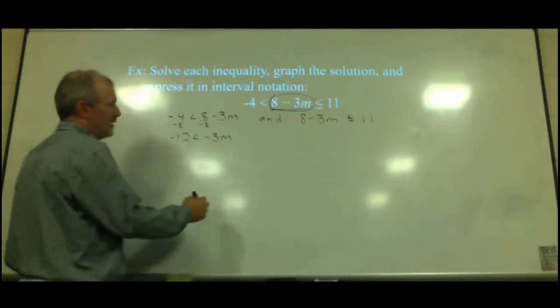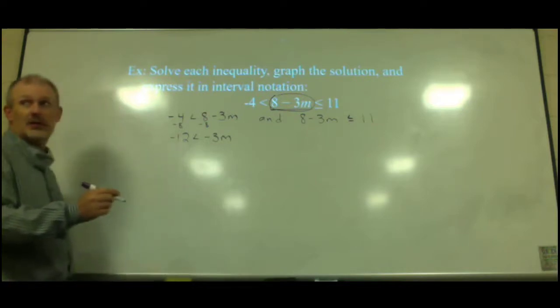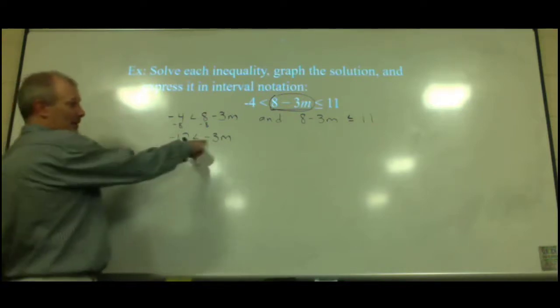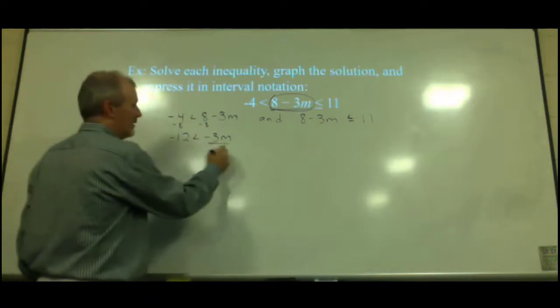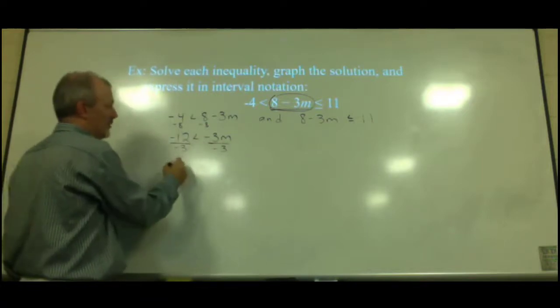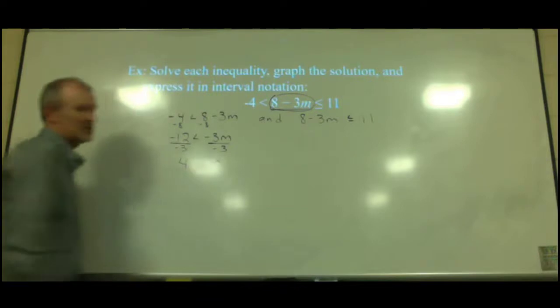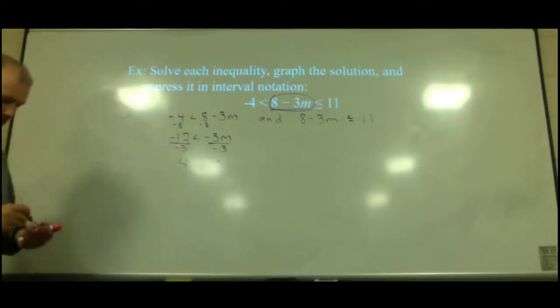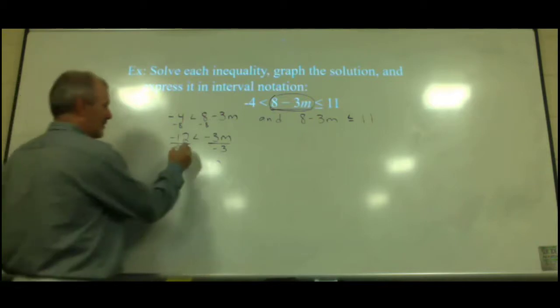Divide by, be careful, divide by what? -3. Oh, yeah. So we get a 4, we get an m. Do we have to switch the sign? Yes, because we divided by a negative. Very good.